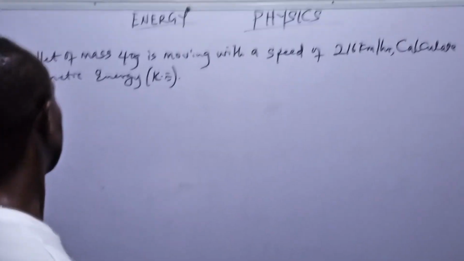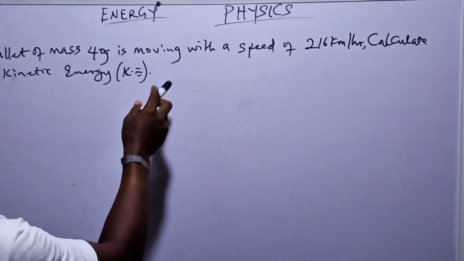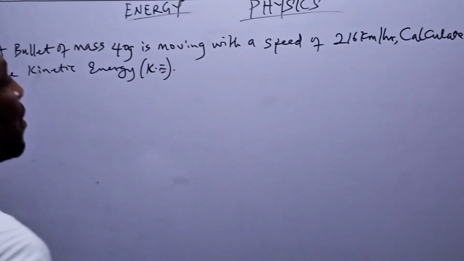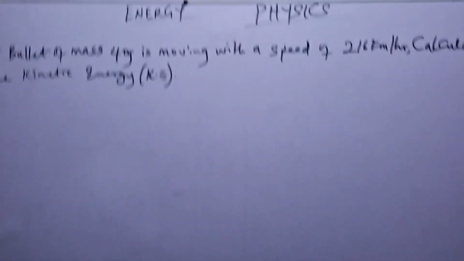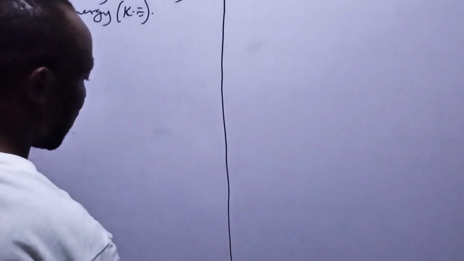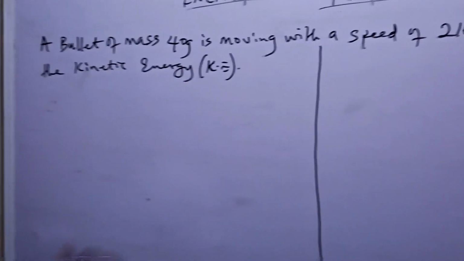Today we have here that a bullet of mass 60 grams is moving with a speed of 216 km/h. The question is, calculate the kinetic energy. Let's see how this goes. As usual, I'll divide the board. Now let's see what we are given.